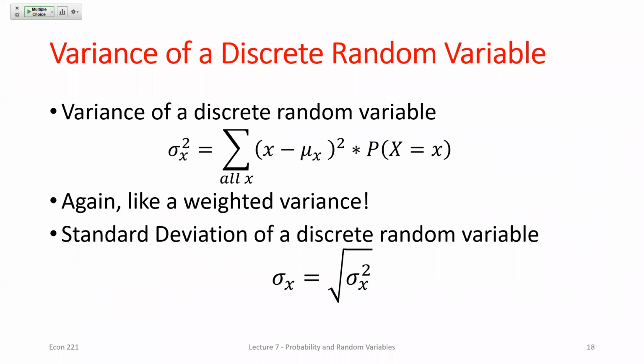All right, so if we can find the mean of a discrete random variable, we could also find the variance of a discrete random variable, right? It's going to be the exact same thing as a weighted variance without the denominator because our weights, probabilities, once again, the sum of the probabilities will be equal to 1. Okay? Standard deviation, same rules apply, just the square root of the variance, right?